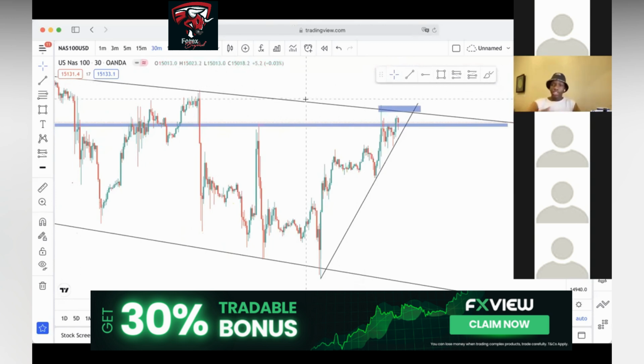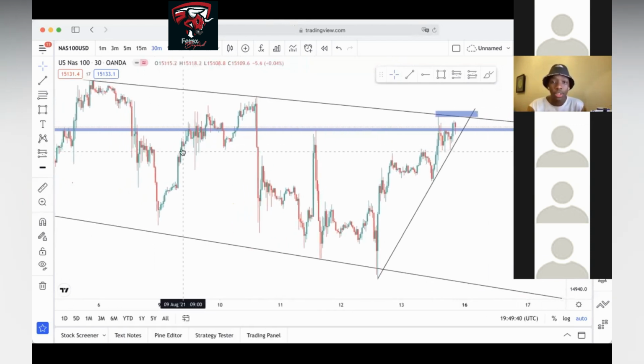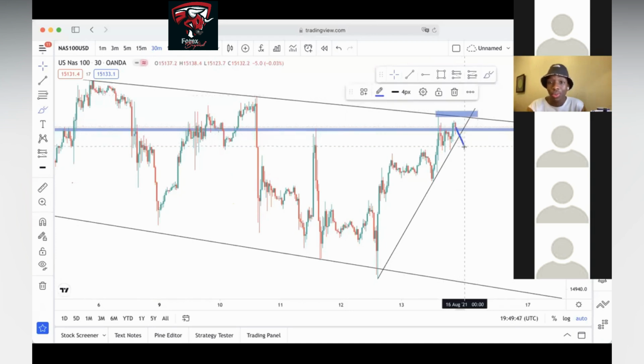That's why I touched on psychology in the beginning, guys. You need to just be patient. Some people are probably in buys right now, but I personally do believe that NAS is going to drop a bit down to the trend line, possibly even a strong wick rejection before continuing to push to the upside.